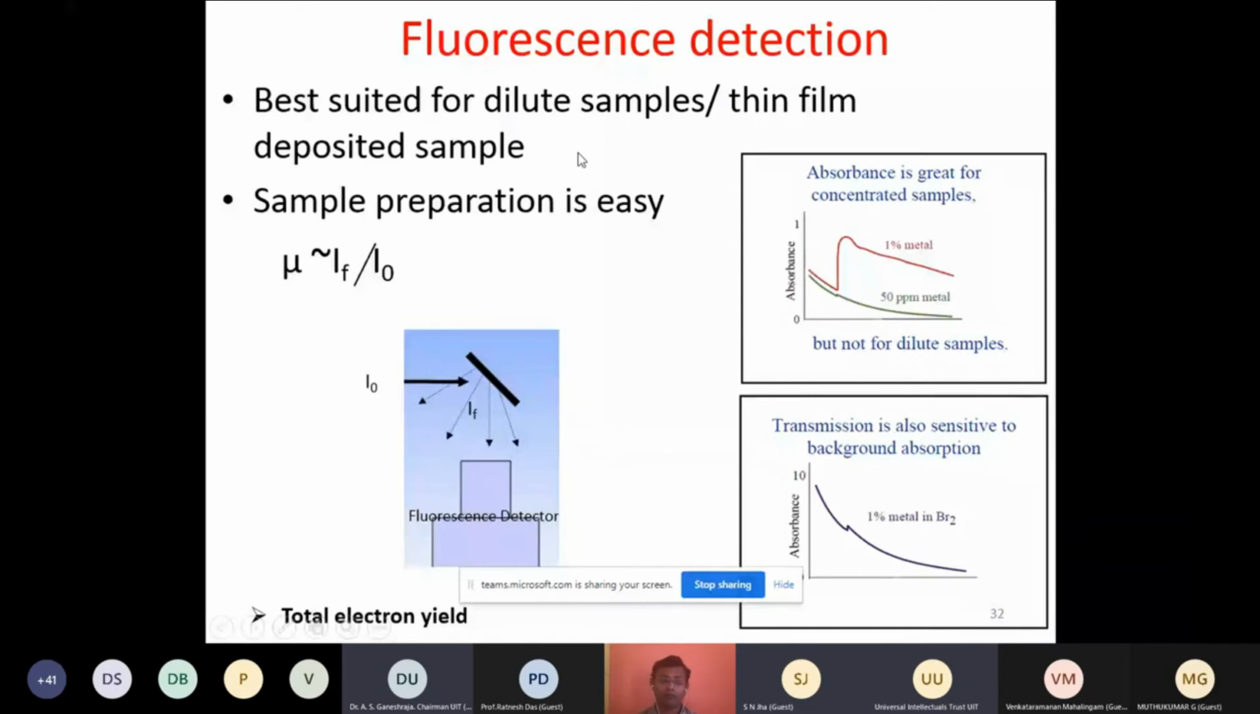It is best suited for dilute samples as well as for thin film deposited samples, and it is given by mu equal to the fluorescence signal divided by the incident beam signal. There is another mode called total electron yield, which is normally applied in the soft X-ray regime, where the fluorescence yield is very poor. So then we use the total electron yield.